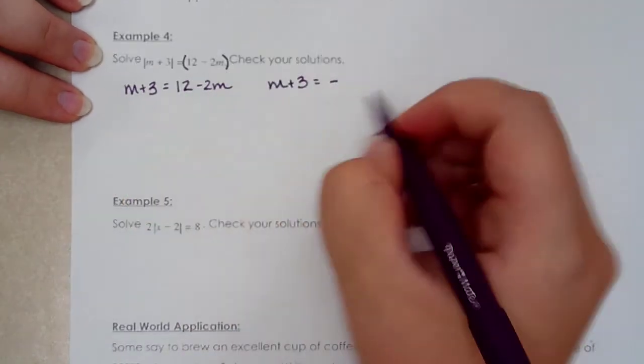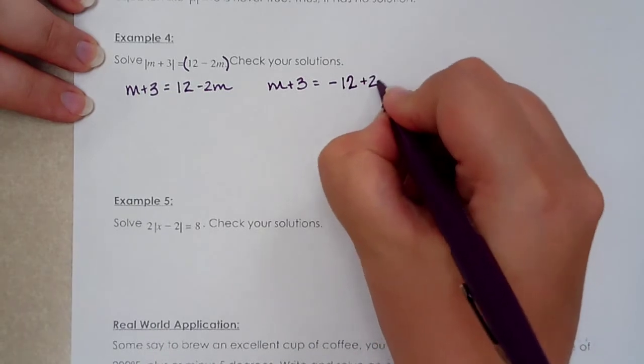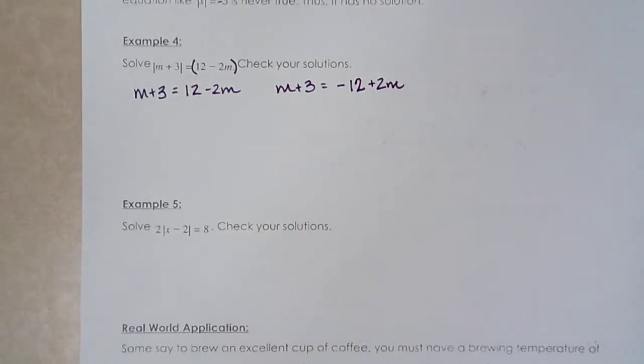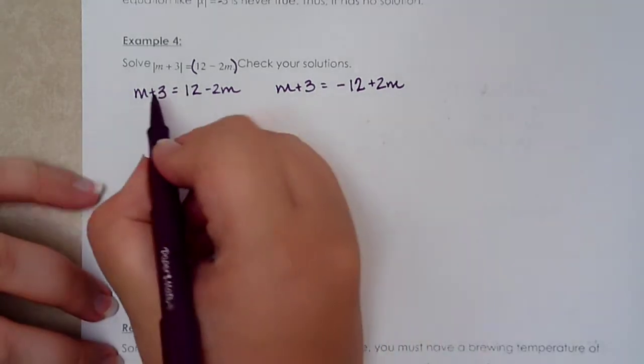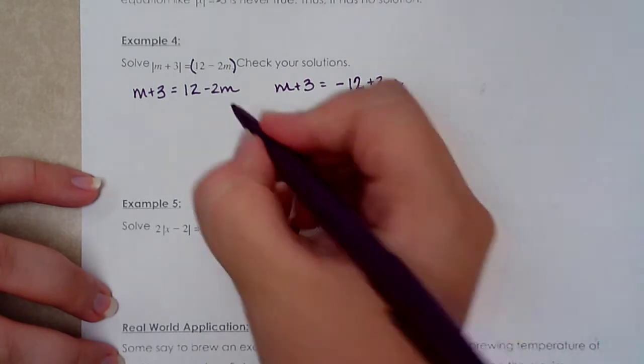And when I put a negative outside of that parenthesis, remember I'm going to distribute it in so that I get negative 12 plus 2m. Now I've isolated and eliminated those absolute values. From here, we're just going to solve.